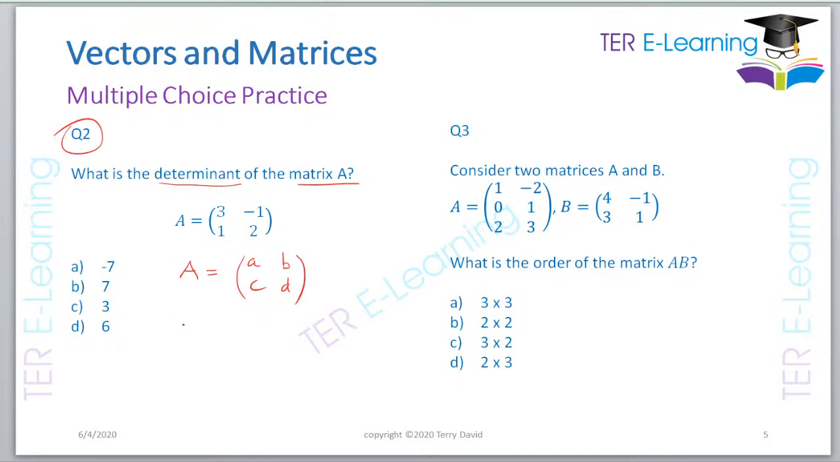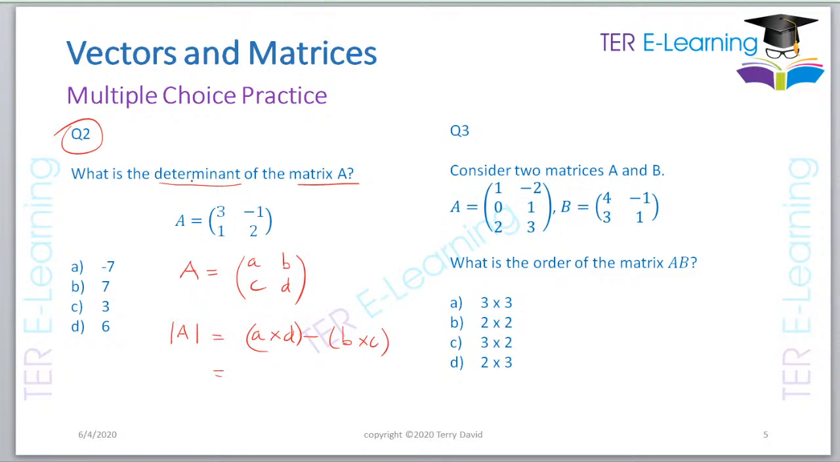The determinant is written as this, which is A with 2 vertical lines on either side. That's how we write determinant. So the determinant of this matrix is given by A multiplied by D, subtract B multiplied by C. Right? That's how we find the determinant of a matrix.